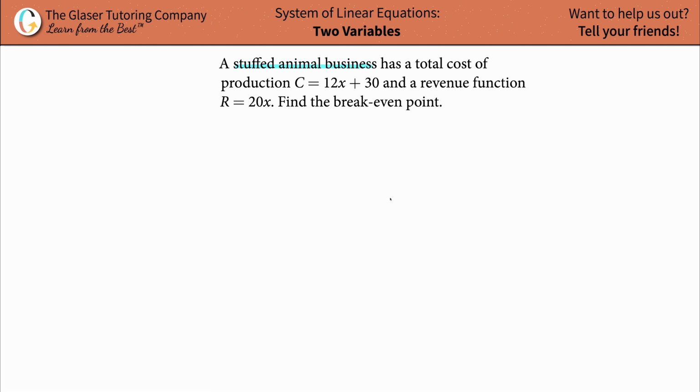All right, so we have a stuffed animal business. The stuffed animal business has a total cost of production represented by this equation, C equals 12x plus 30, and a revenue function, R equals 20x. Find the break-even point.